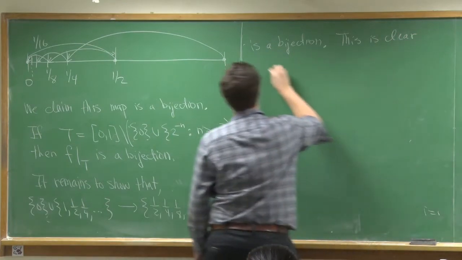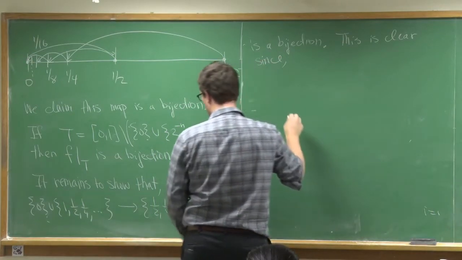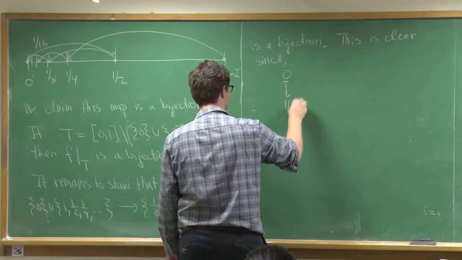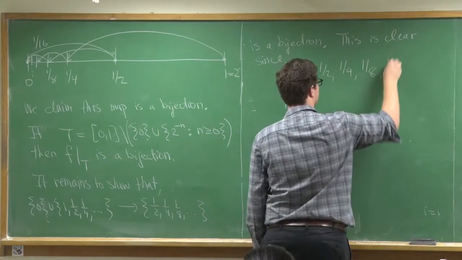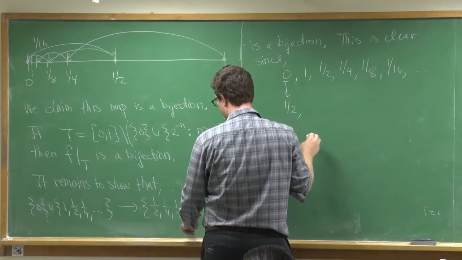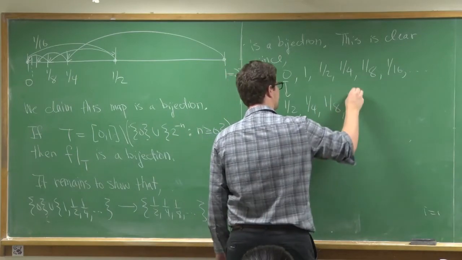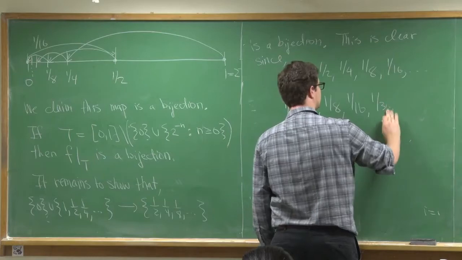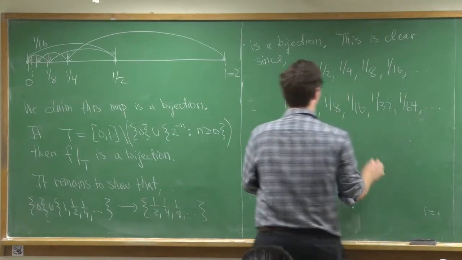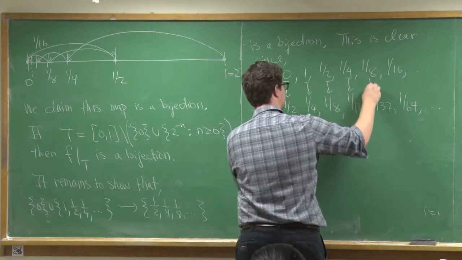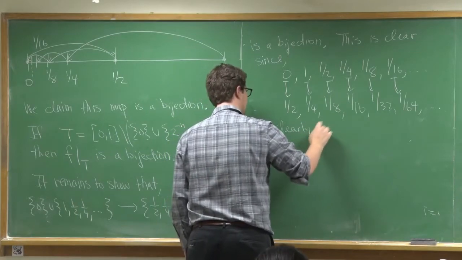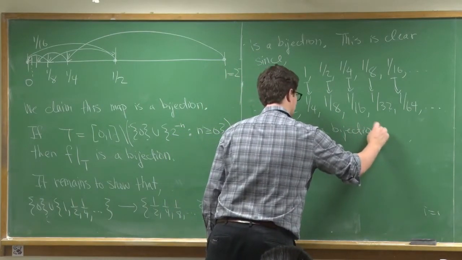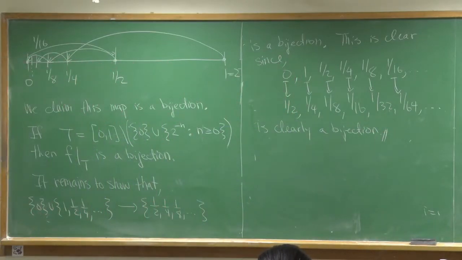Clear, since we have, really, 0 goes to 1/2. And let me just write them down again. 0, 1, 1/2, 1/4, 1/8, 1/16, and so on. And then here is 1/2, 1/4, 1/8, 1/16, 1/32, 1/64, and so on. Okay, and so this maps to here, right? So it is clearly a bijection. Okay, does that make sense? So this identity part's a bijection, and then this part's a bijection.